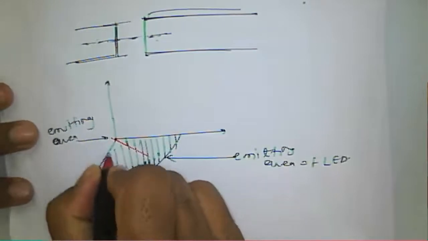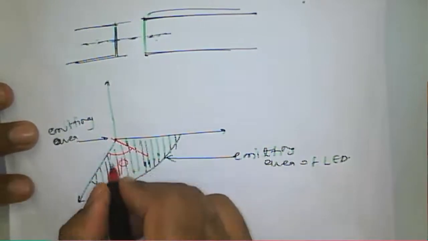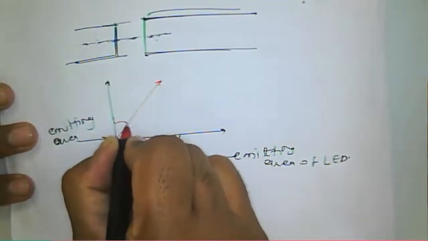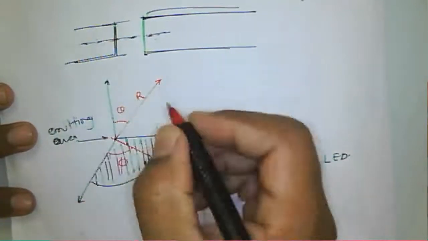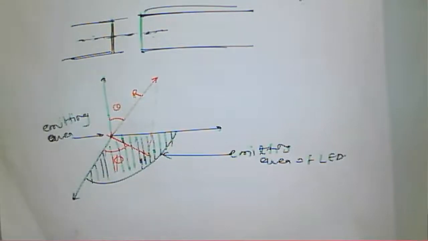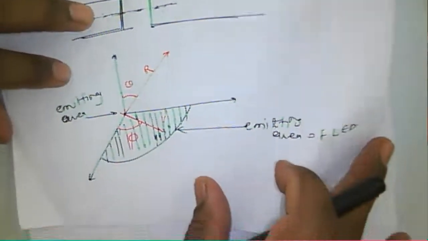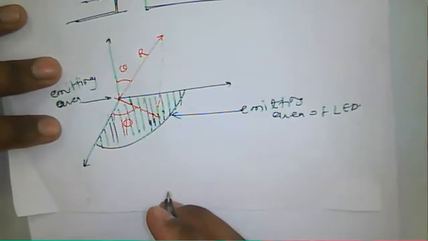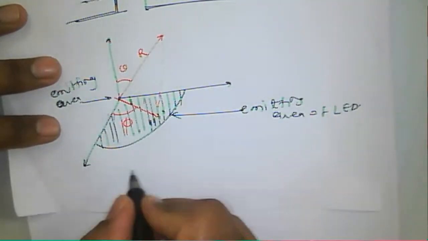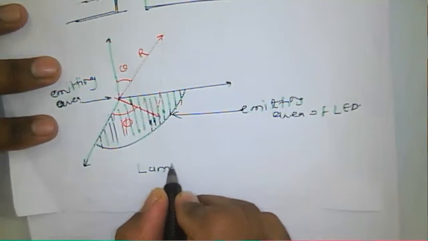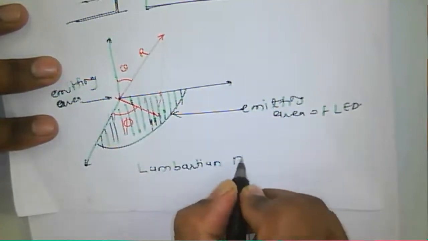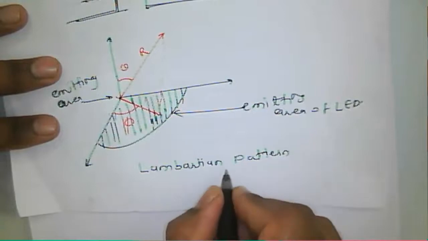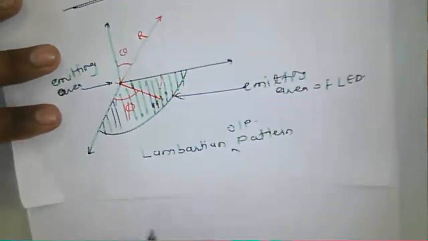Now, in this particular case, for a given emitting area, we have the angle phi, and perpendicular to this particular line it makes an angle theta here, and this one is nothing but R. So if we consider a surface emitting LED, for a given surface emitting LED the output pattern is a Lambertian pattern, or you can say a Lambertian output pattern.